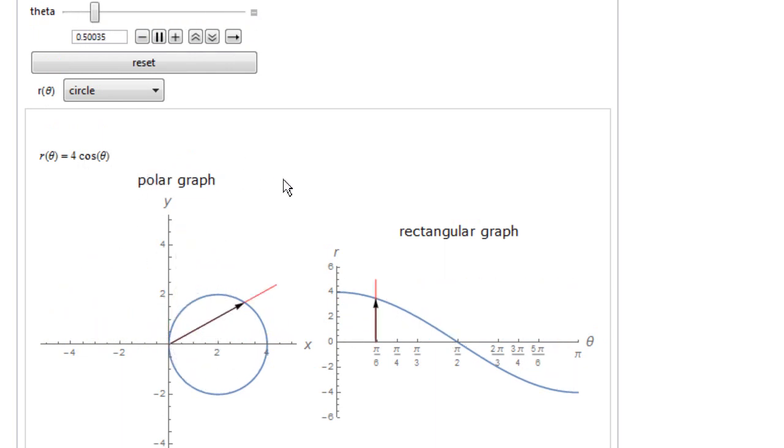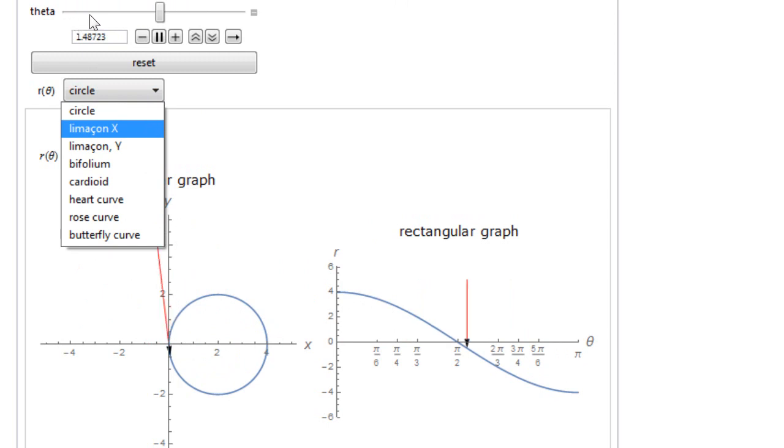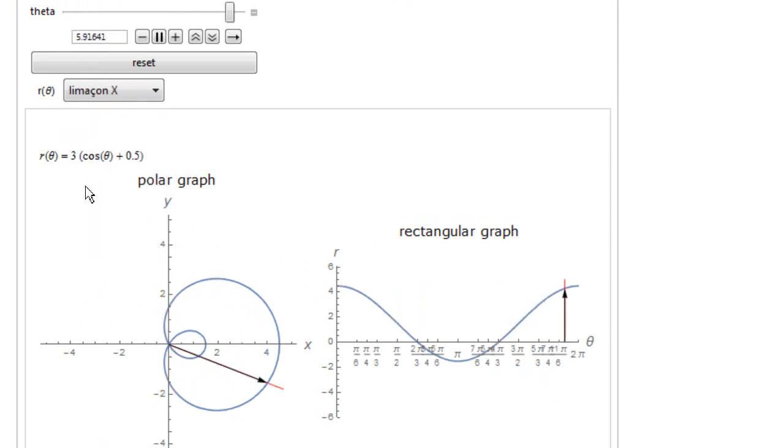Notice when we had negative radius, that was the bottom half of the circle. And also notice this does one revolution around the circle in pi units. So that was a circle. Can have a limacon. This is a limacon with a loop. Notice it starts out here on the positive x-axis. When it's doing that inside loop, that's when r is negative. And then this last half is when r is positive.